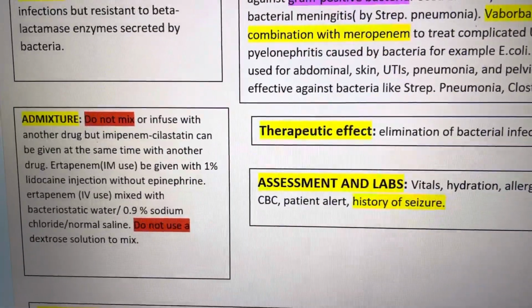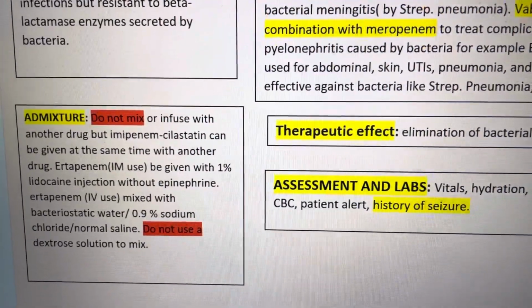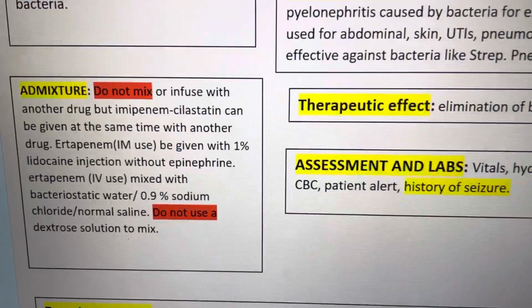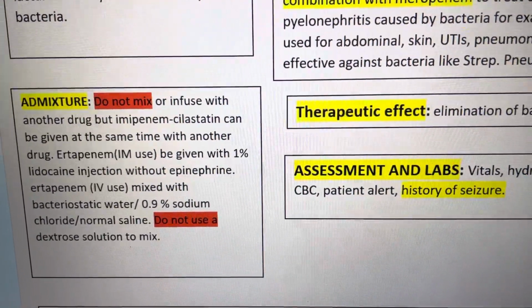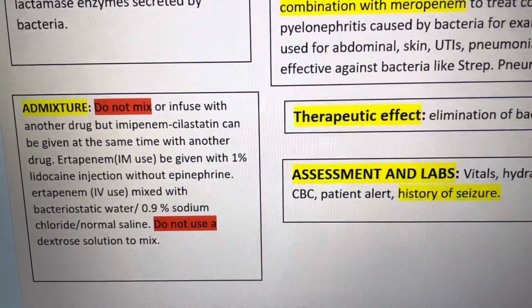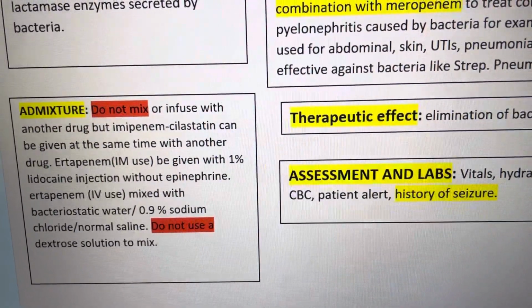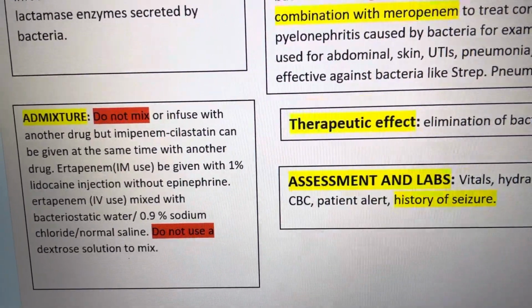What do we mean by admixture? Admixture means when we give the medications, we should know if we can mix them or we cannot mix them. So do not mix. So we are not going to mix with another drug, but imipenem, cilastatin, can be given at the same time with another drug. So here we should know the difference, what it means.